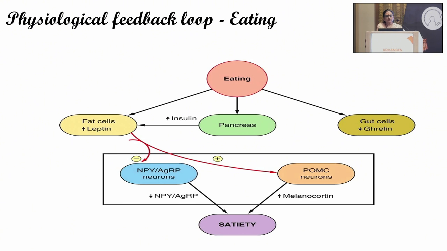This is a physiological feedback. When you eat, the pancreas releases insulin, the fat cells release leptin. They will stimulate the POMC neurons, melanocortin is increased, and the satiety center is stimulated. At the same time, they will suppress the eating neurons. That is NPY. I'll call it the eating neurons for ease. NPY and agouti-related peptides are reduced.